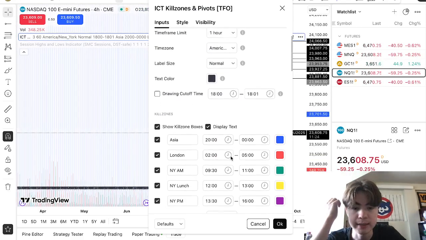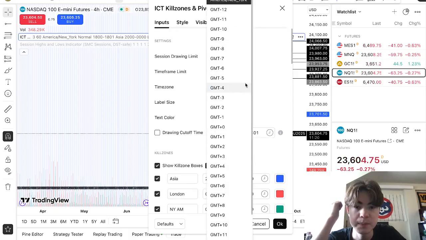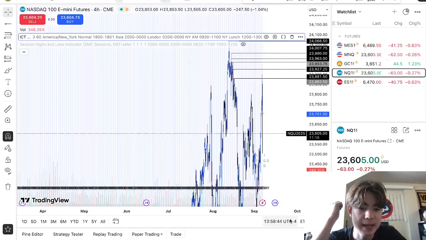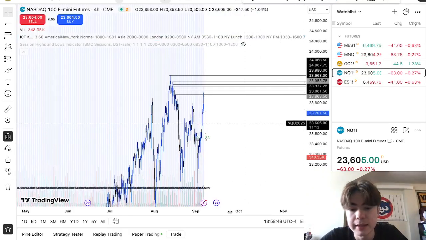You can probably change the color. Yeah, you can change the colors. You can change whatever. The important thing is to set your time zone. Like I'm on New York session, and make sure that your time zone matches the time zone that you're using on TradingView, just so you have an accurate indicator. But yeah, that's how you set up the indicator.